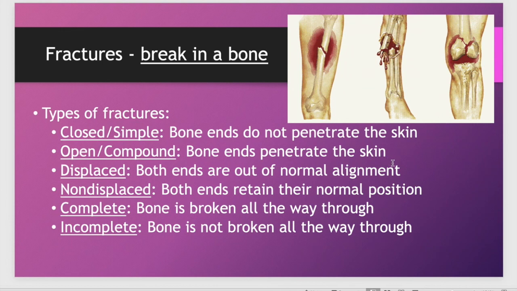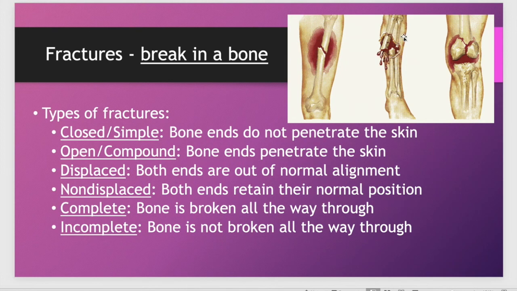A fracture can also be displaced or non-displaced, and that same fracture that could be closed, simple, open, or compound could also be displaced or non-displaced. Displaced means that the broken ends of the bone are out of their normal position. Non-displaced means that they are broken, but they stay in their normal position. So this one, we said before, was closed or simple, and that would also be non-displaced because the ends are not out of where they should be. They're still lined up pretty normally.